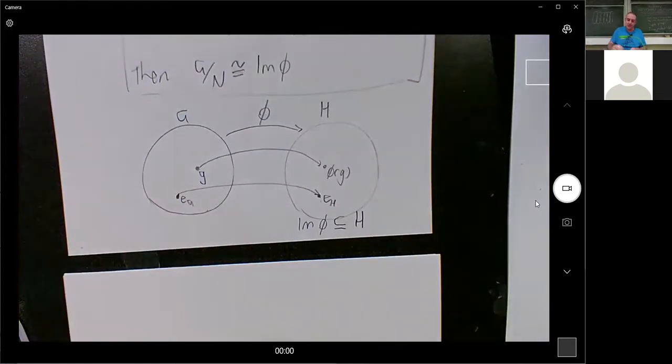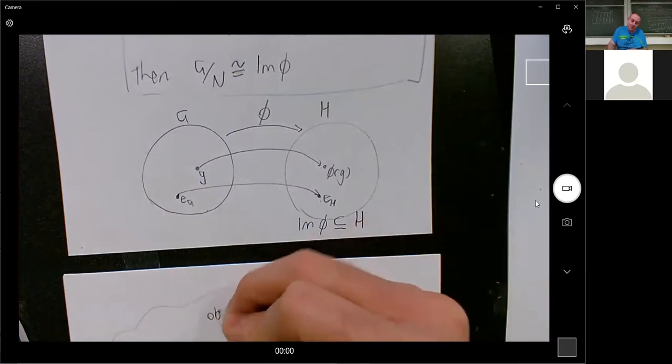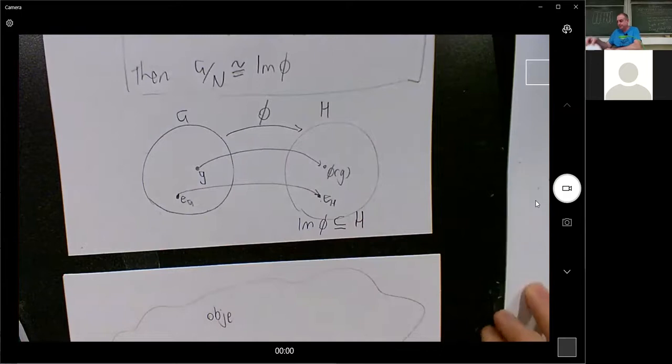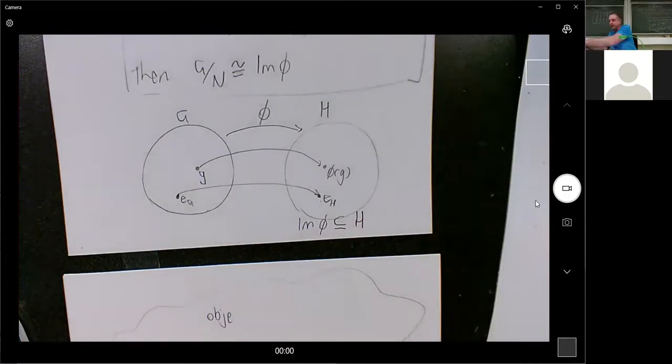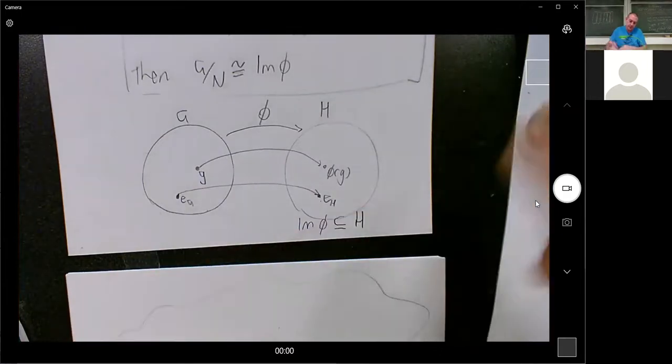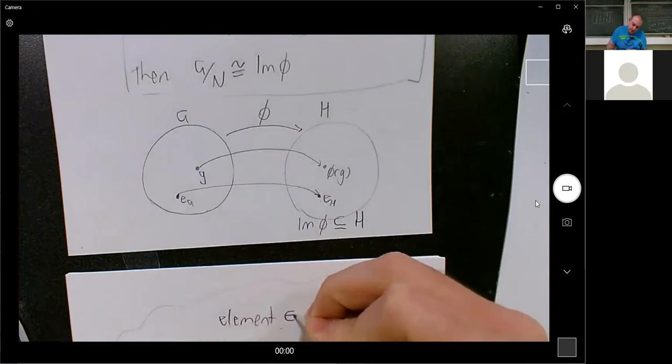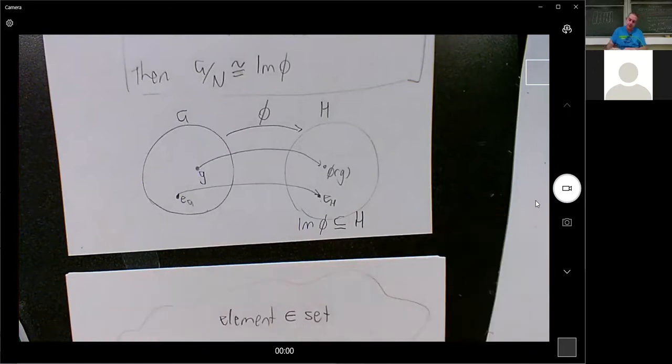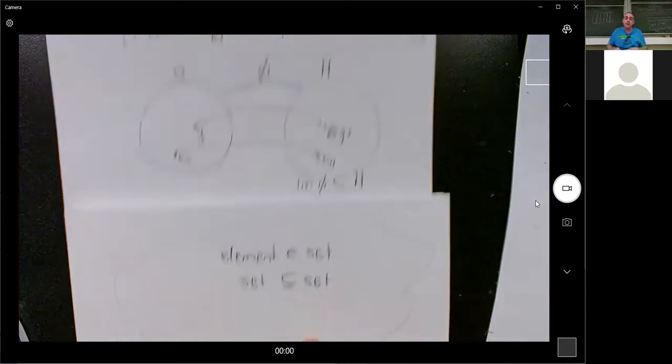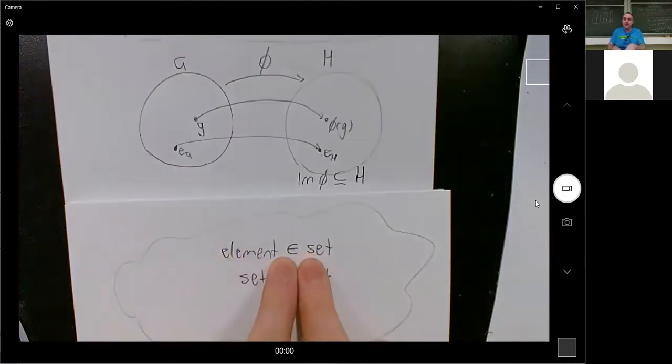While we're at that, just as an aside, the grammar is object like element. That's the official word. And that's the grammar. Well, elements are this in sets, and sets are this in sets.